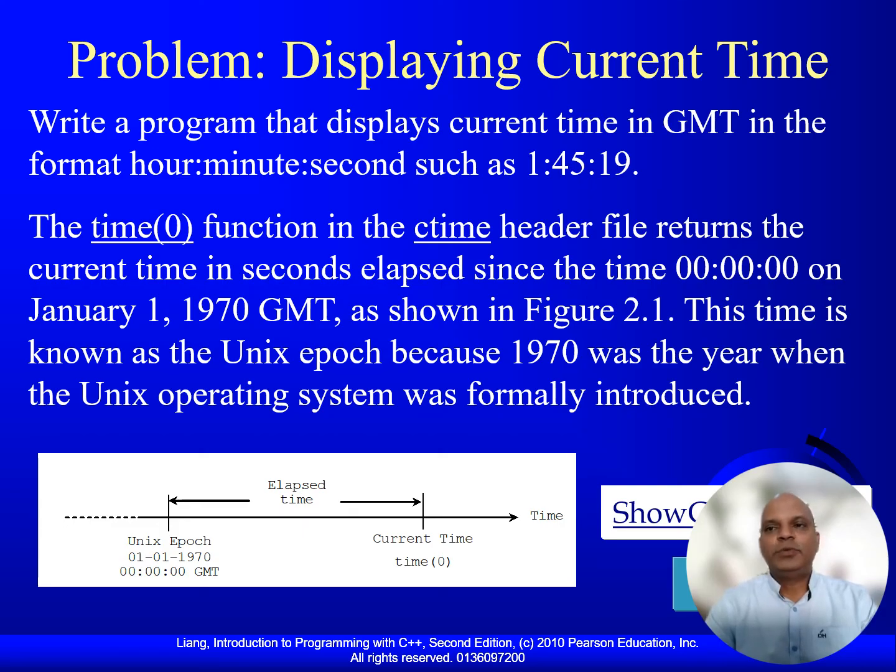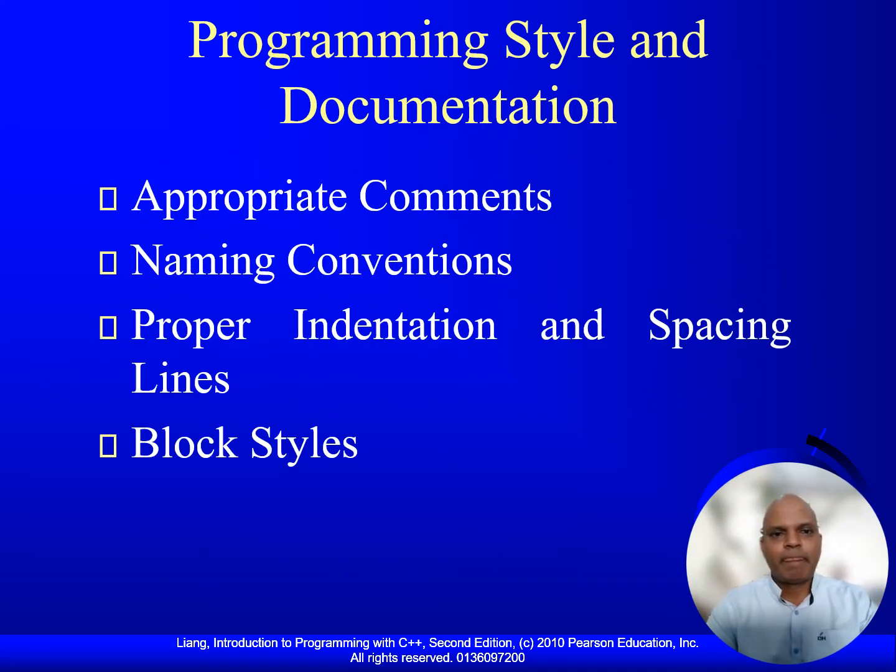Here's another problem for you to work on. Displaying the current time. Write a program that displays the current time in GMT in the format hour:minute:second, such as 1:45:19. The time function in the C time header file returns the current time in seconds elapsed since 00:00:00 on January 1, 1970. This time is known as the Unix epoch, and you can go on reading about it, right?